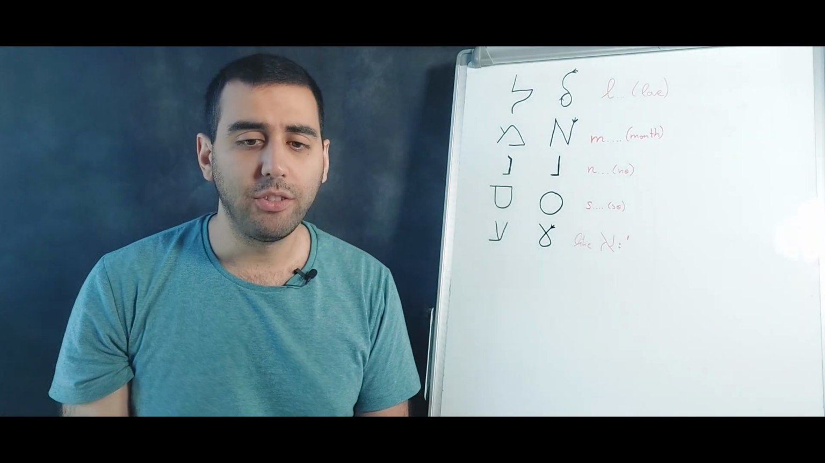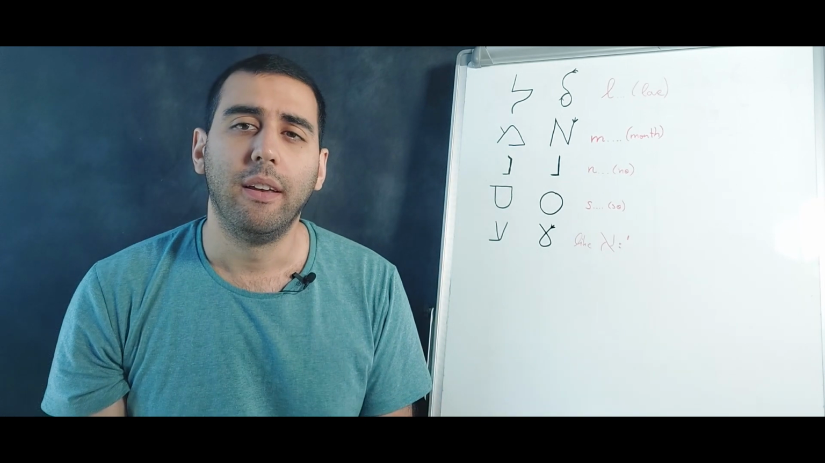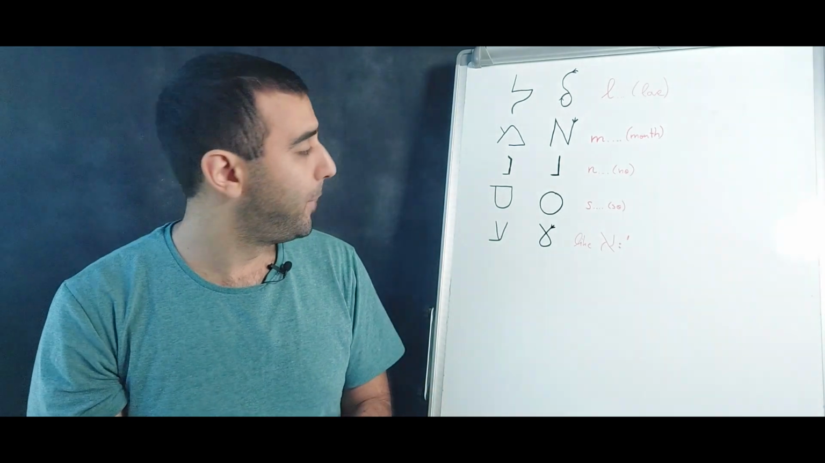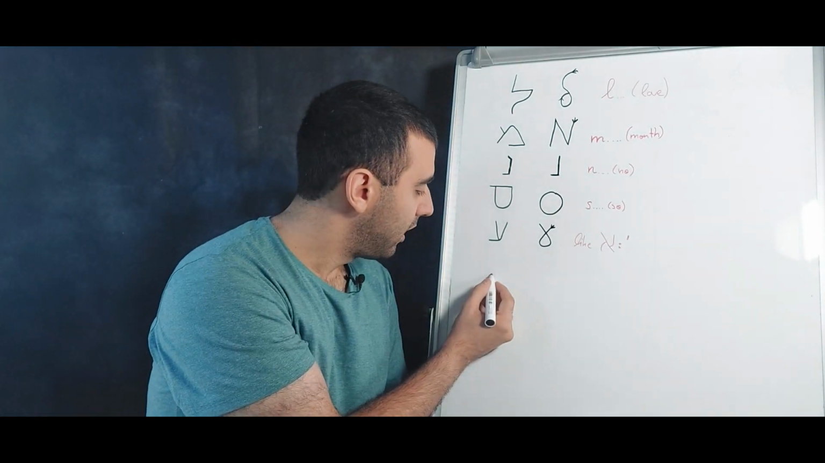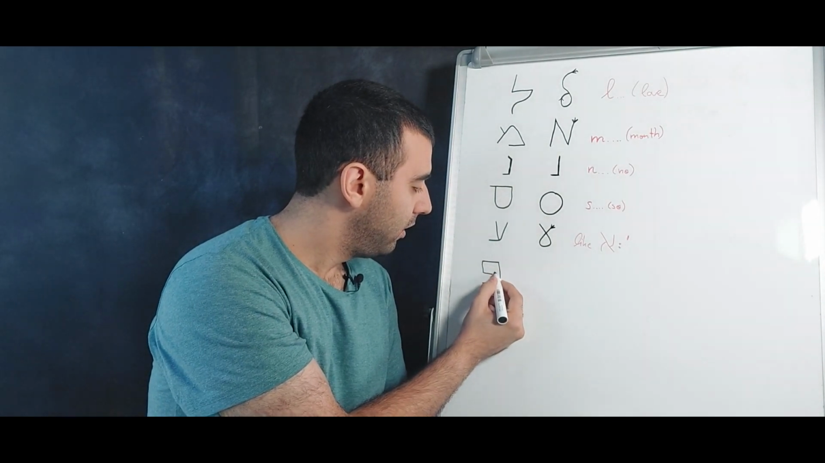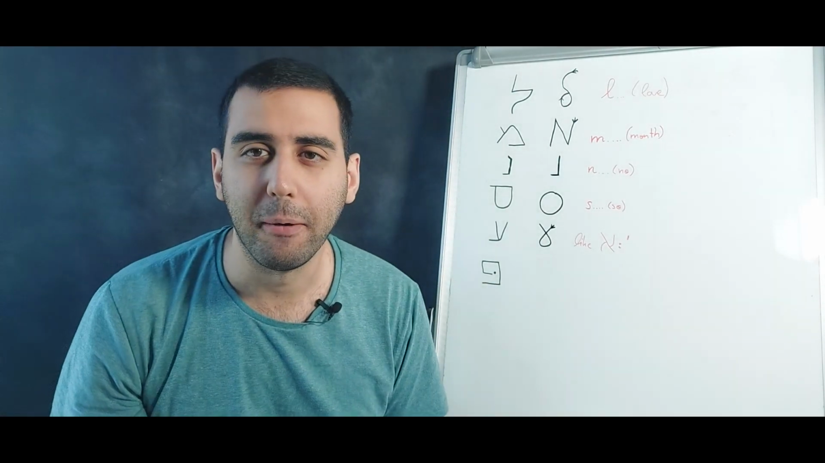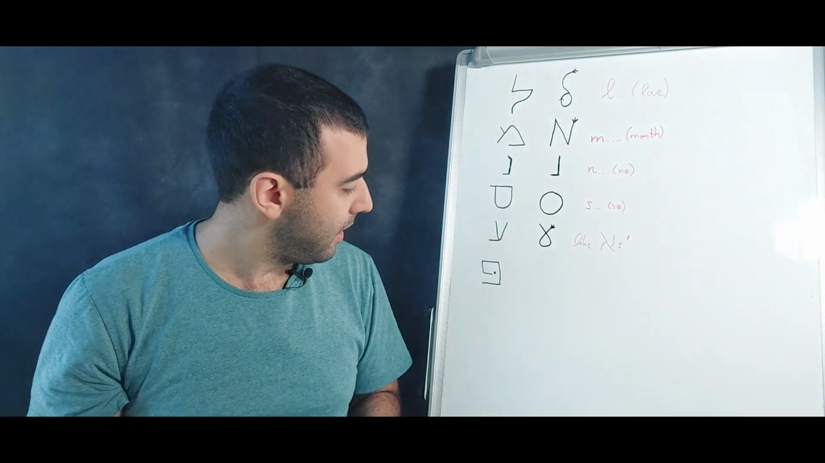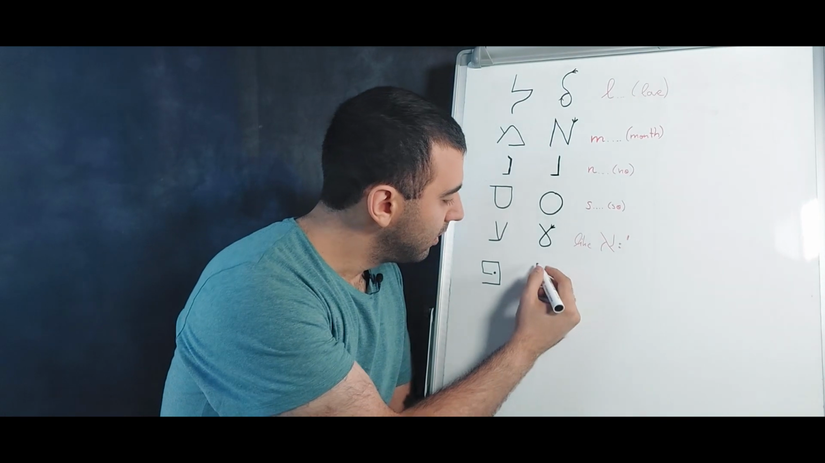The next consonant I will take a look at is P. It's written like that, with a point in the middle. P. And in written form, it looks like that.